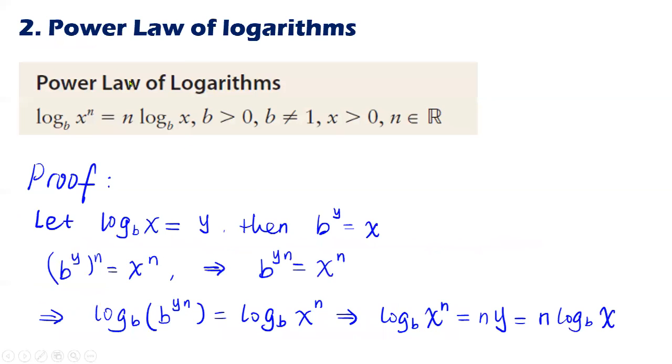Next, let's have a look at the power law of logarithms. The power law of logarithms states that log base b of x raised to the power of n equals n times log base b of x, where b is greater than 0 and b is not 1. And of course, x is greater than 0, right? Because you have a log_b here.